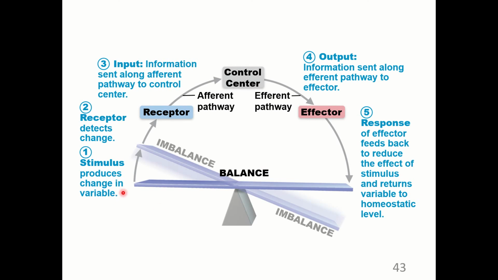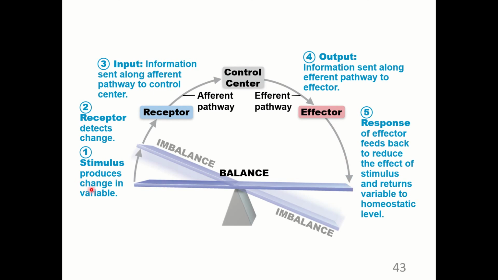This illustration begins with the stimulus. Notice that the stimulus produces changes in the variable. The variable will be what we are maintaining a balance in, be it temperature or blood chemistry. The receptor is part of the nervous system, and it will detect the change. It will send the input towards the control center, which is generally in your brain. And then the control center will carry out the effector, which will then be the organ that responds and brings us back to balance.